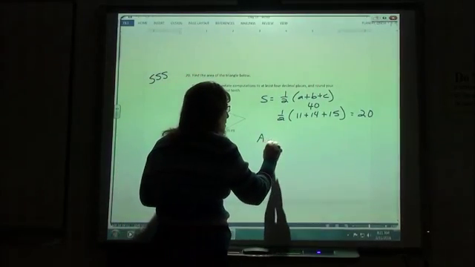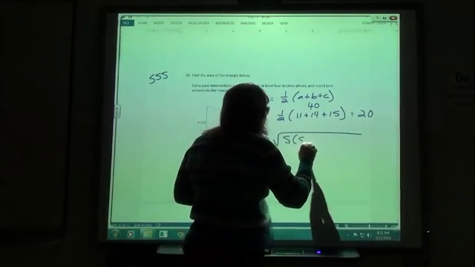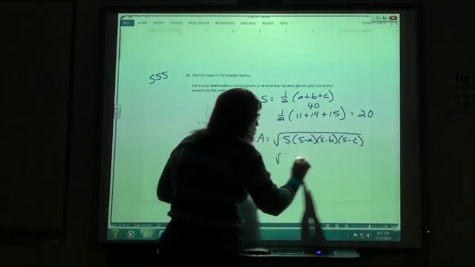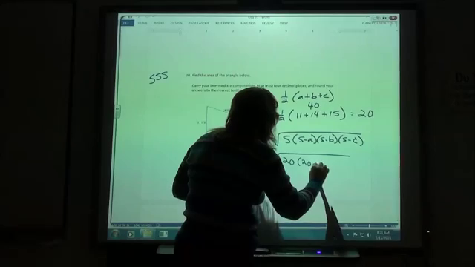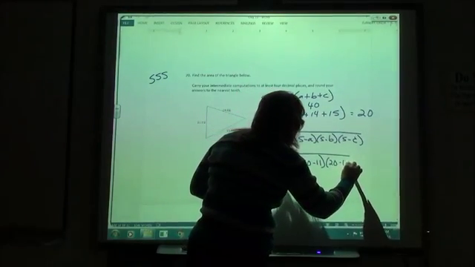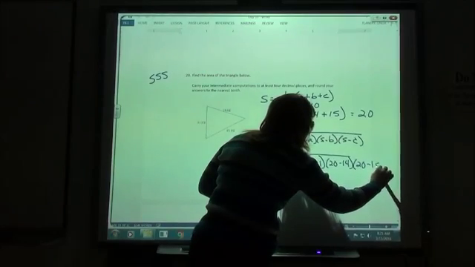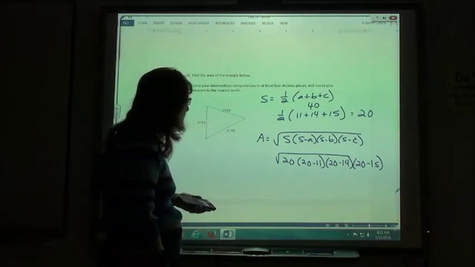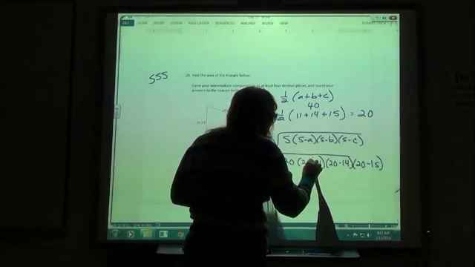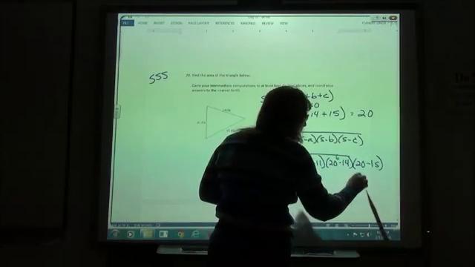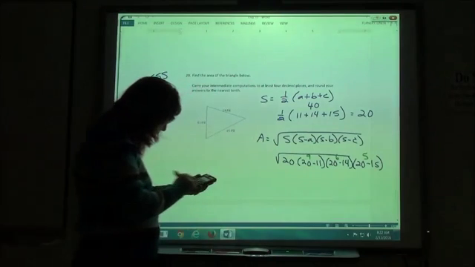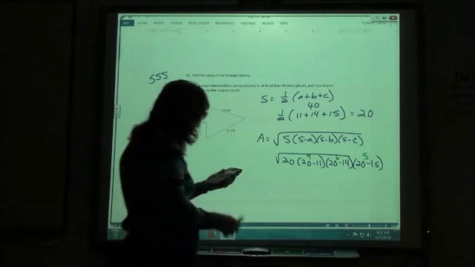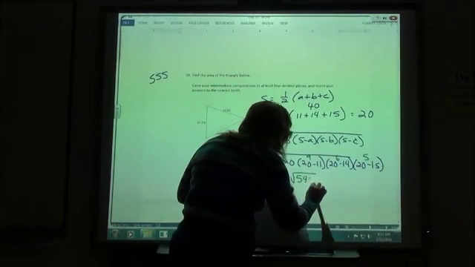Then I'm going to find the area by taking the square root of S, S minus A, S minus B, and S minus C. So I'm going to do the square root of 20, 20 minus 11, 20 minus 14, and 20 minus 15. So this one, since my subtraction's a little easier than with the decimals, I could just go ahead and subtract. 20 minus 11 would be 9, 20 minus 14 is 6, 20 minus 15 is 5. So I'm going to take 20 times 9 times 6 times 5. I get the square root of 5,400.